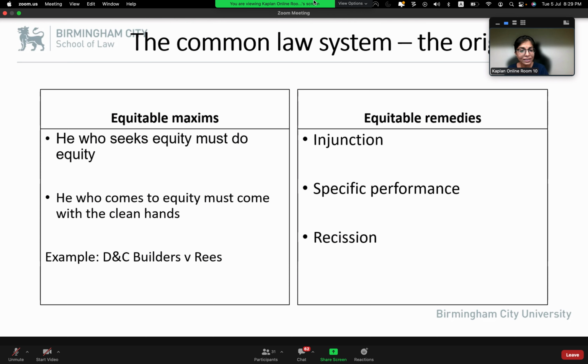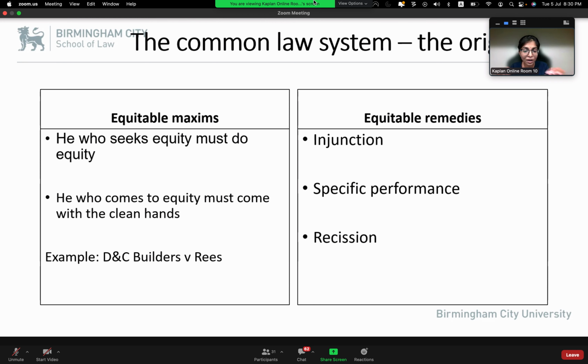Here, it simply means that if you are looking for equity to protect you, you must also have done justice. If you have not done justice, it is the same as he who seeks equity must do equity, right? It's the same thing. All the maxims, the underlying objective is actually fairness. Now, do you see this case of DNC Builders here?